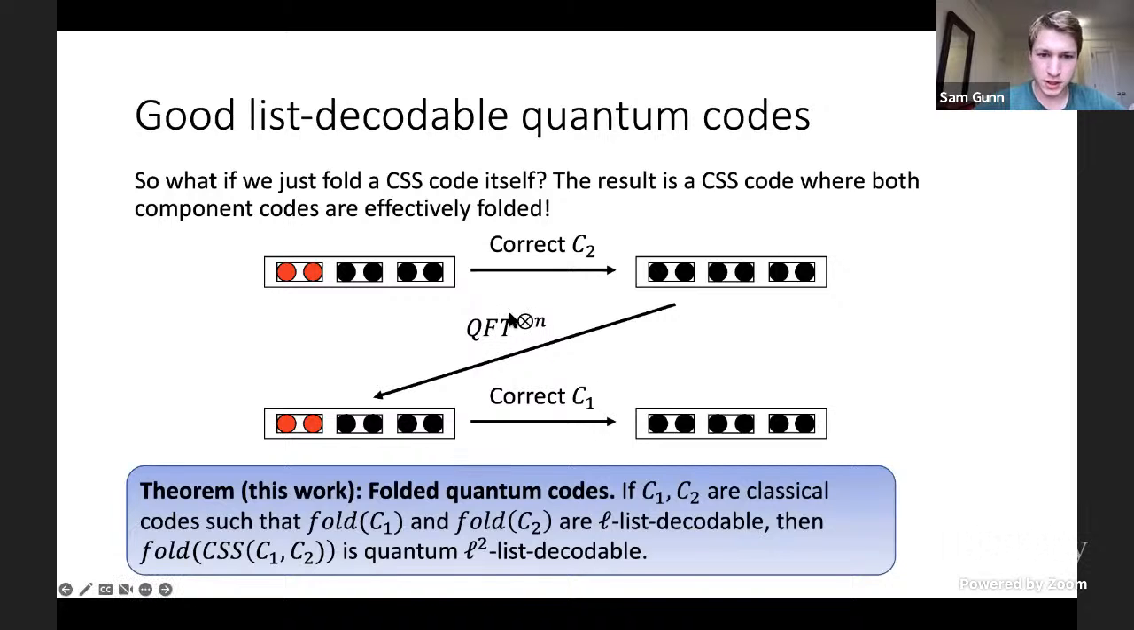So it follows, and this is one of the first main observations in our work, that folded quantum codes work well with CSS codes. So if C1 and C2 are classical codes where the foldings are both highly list decodable, then if you fold the resulting CSS code, you'll get something that's quantum effectively list decodable. This is even though folding C1 and folding C2 does not result in linear codes. Folding the CSS composition does work and gets you list decoding.